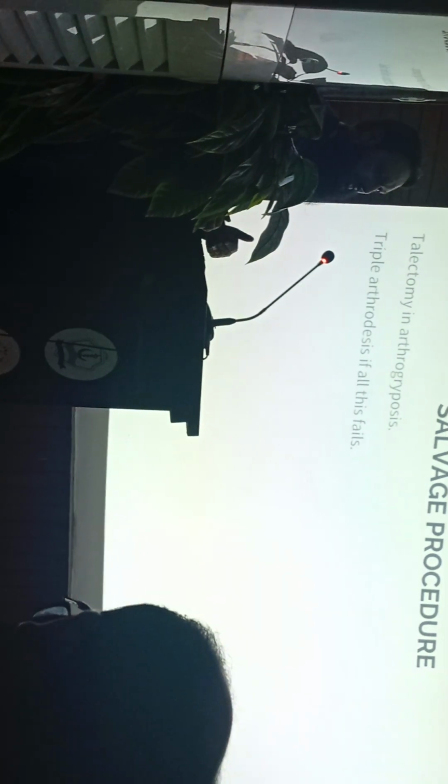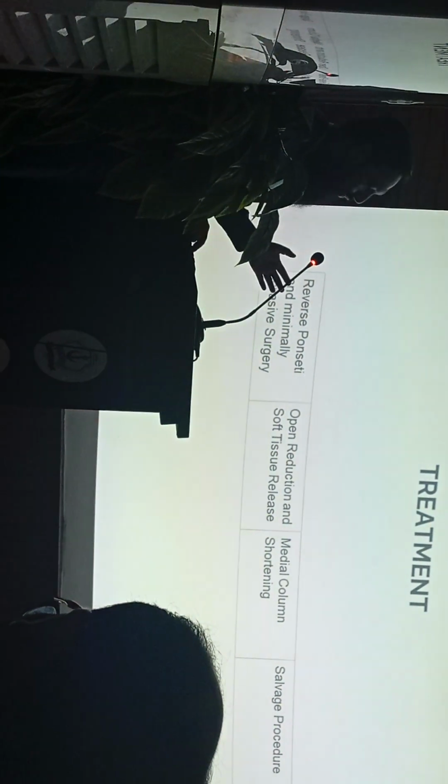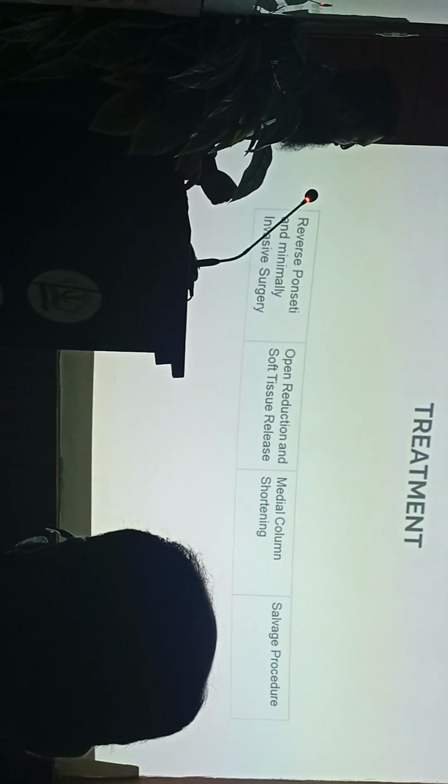If the patient presents late or the deformity is more rigid, then a salvage procedure should be kept in mind: talectomy in case of arthrogryposis, and triple arthrodesis. If all this fails and there have been multiple surgeries, then this is the last option. So, in a nutshell: reverse Ponseti and minimally invasive surgery, then open reduction and soft tissue release, then medial column shortening with naviculectomy, and finally salvage procedure.